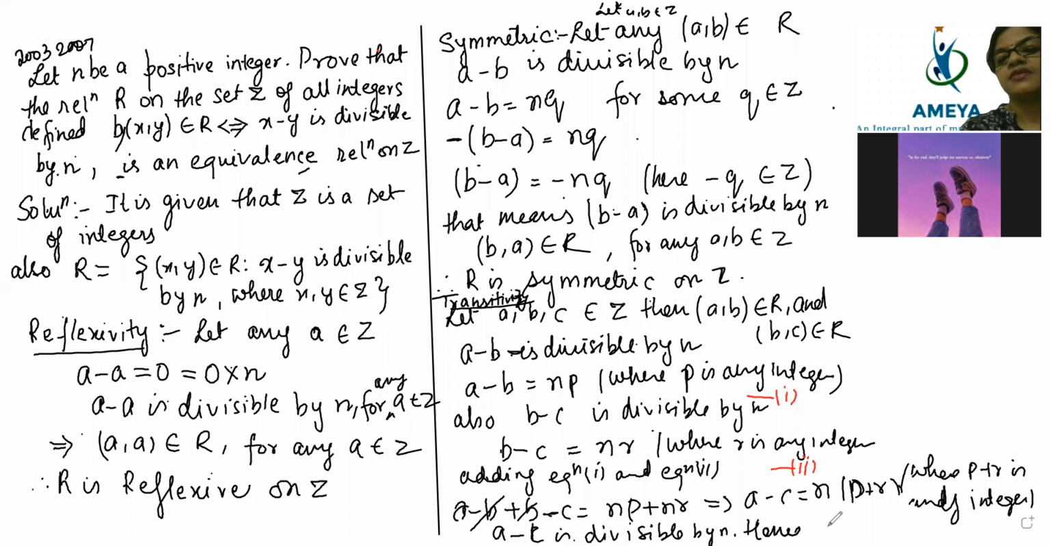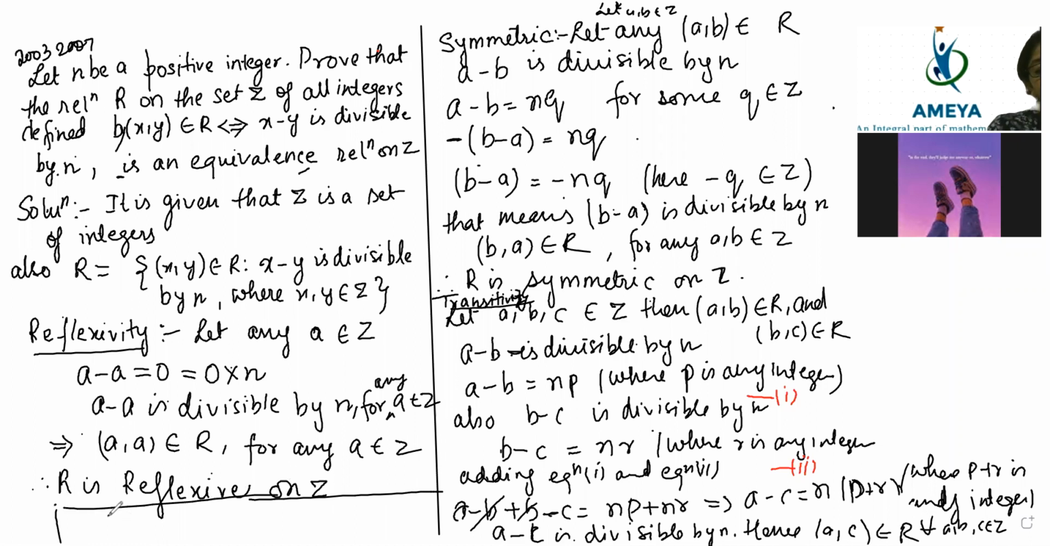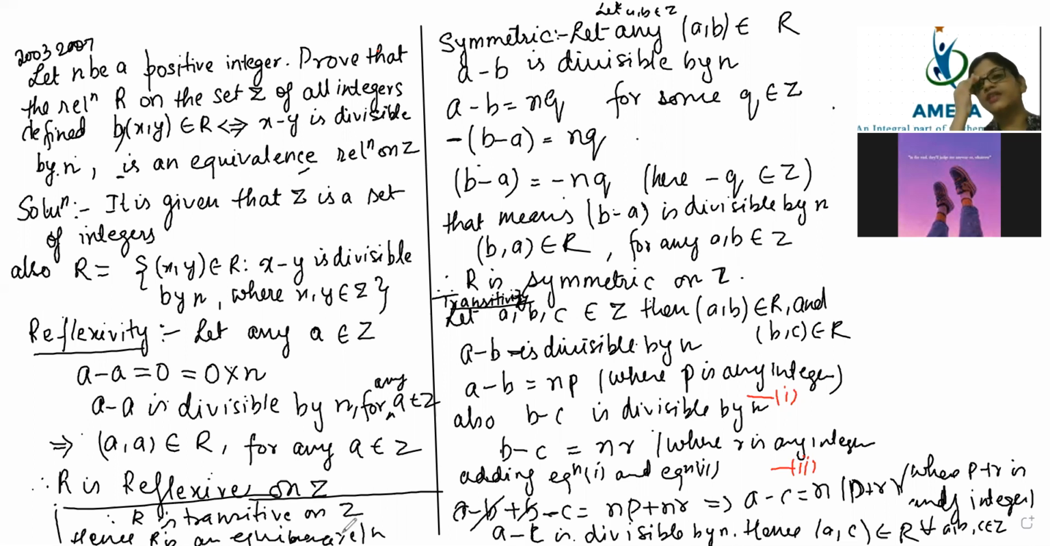Hence, AC also belongs to R, for all ABC belongs to integer. So beta, when you have proved that A minus C is also divisible by N and AC also belongs to R, therefore I am writing here R is transitive on Z, hence R is an equivalence relation. Understood or not beta? So like this you can solve the question.